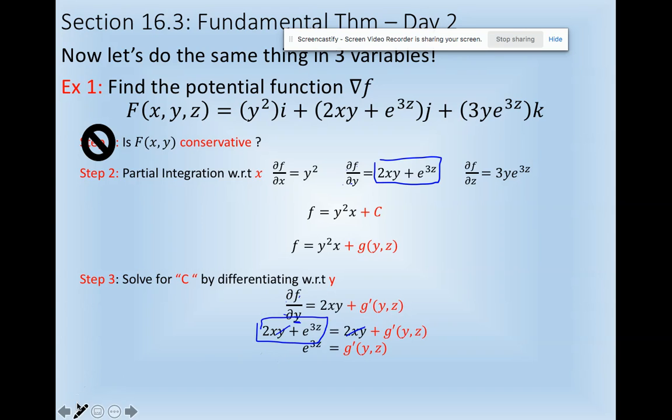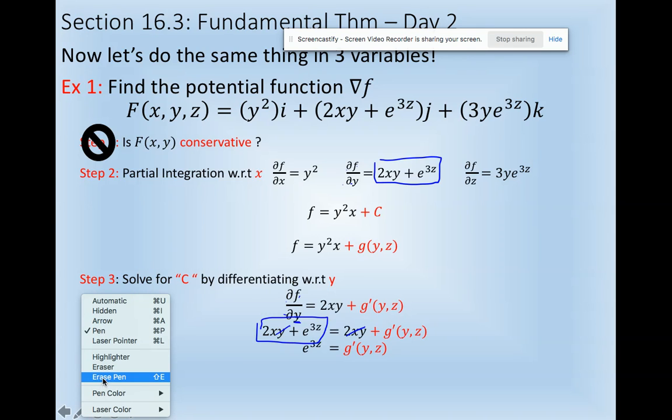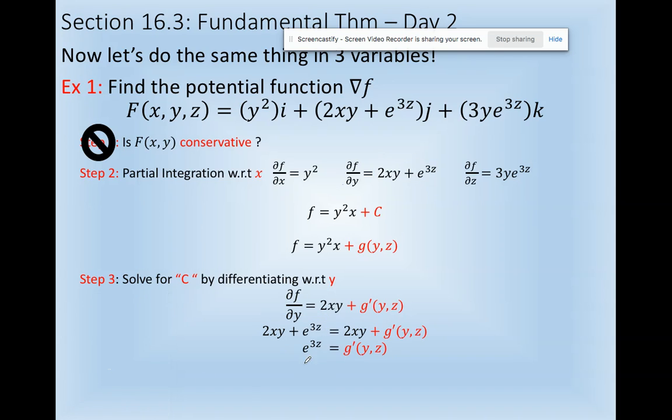Which means just e to the z is equal to g prime. And remember what I'm after. What am I after? I'm after g. What can I do now? That's right.